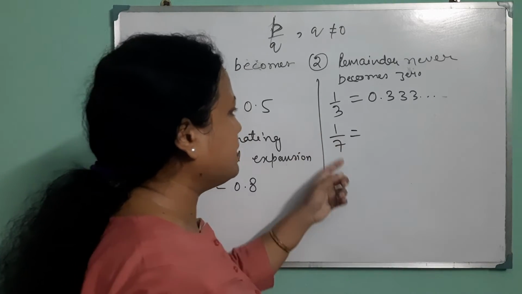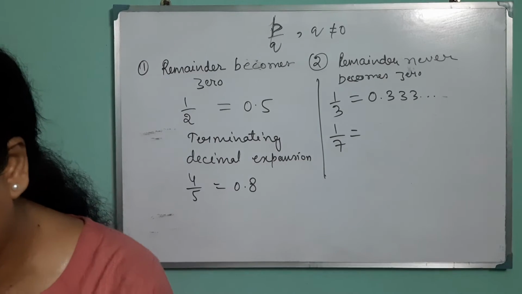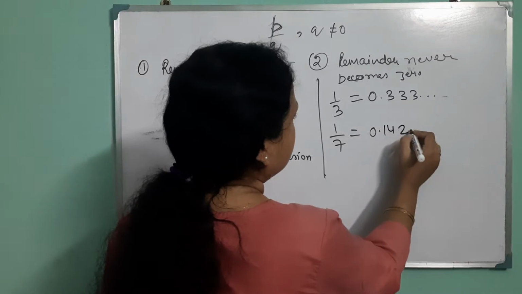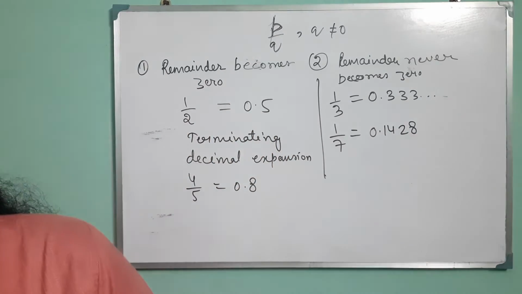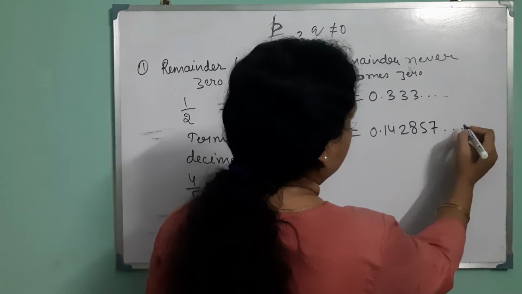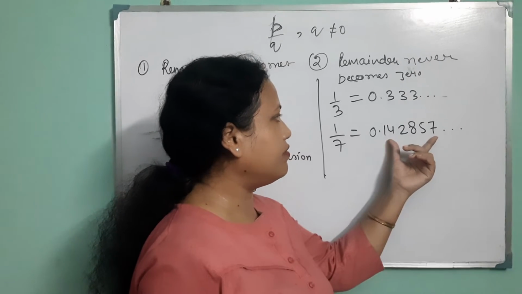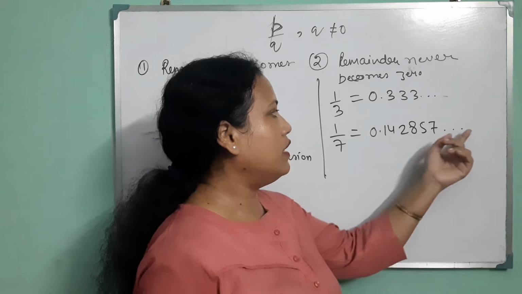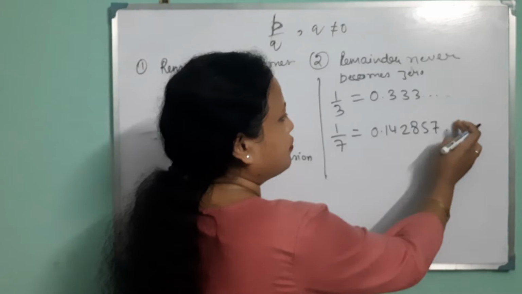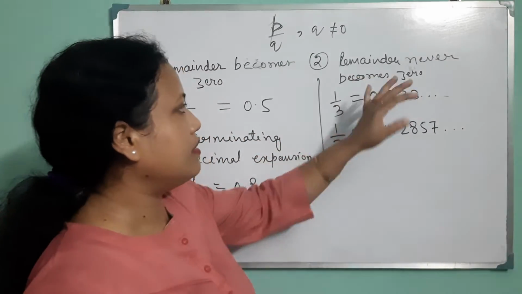For this, any other example, 1 by 7. If you divide 1 by 7, what is the repeating block? Can you tell me? What is the repeating block? 0.142857 and so on. Okay, so again this string of digits will be repeated. Again it will start from 142857. Okay, so here remainder is never becoming 0.